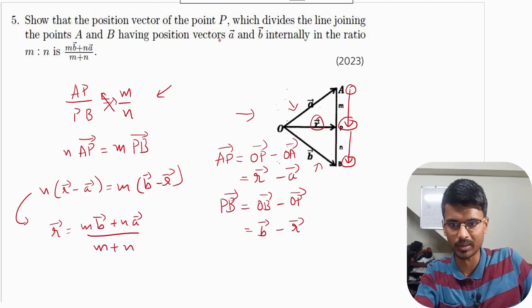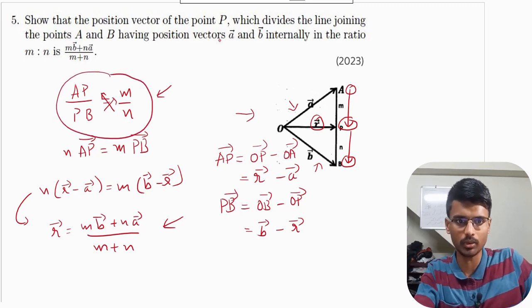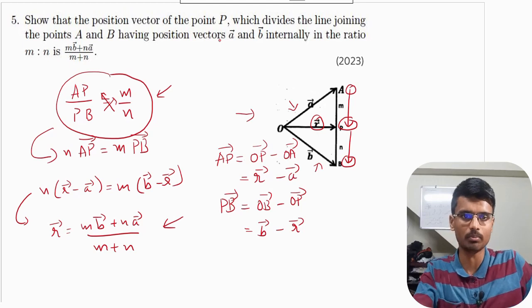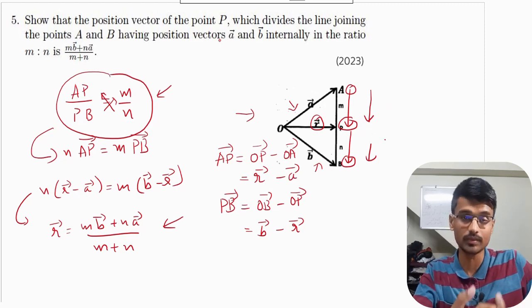I am not going to go into the calculation part, you can do it on your own. The most important part is this. If you can do this, the other steps will come naturally. Just keep in mind, take these two vectors, vector AP and PB, in the same direction. If you take them in opposite directions, you will not get the answer. So make sure to take these in the same direction. Okay, moving on. This is an expected question.